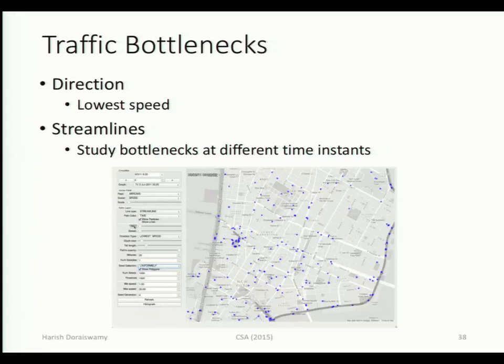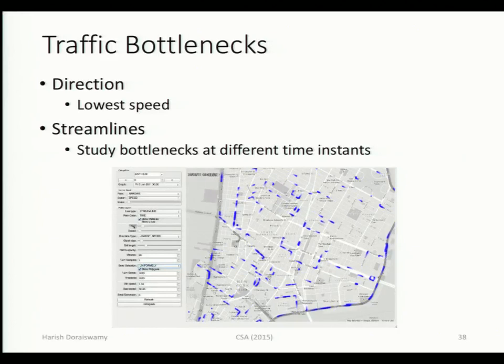This is actually a very interesting example, where we really didn't have any idea until the folks at DOT could tell us what was happening. What we did was we wanted to find out bottlenecks, and we said, okay, let's choose the direction of slower speed. And we again just put a random set of points over here, and since we want bottlenecks in a single time instant, we look at the streamlines. Let's see how the streamlines go.